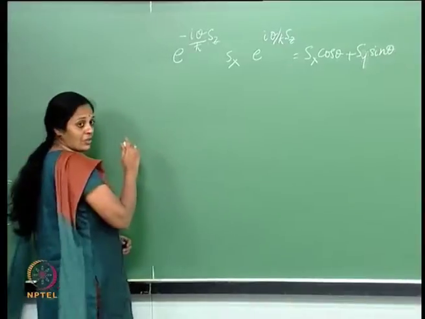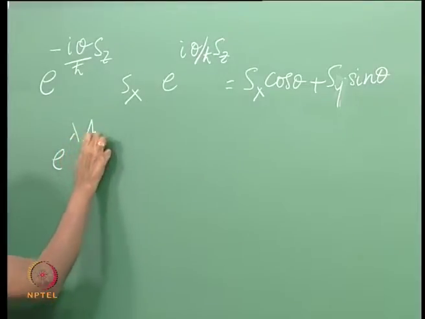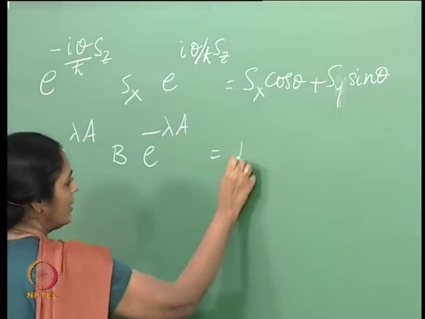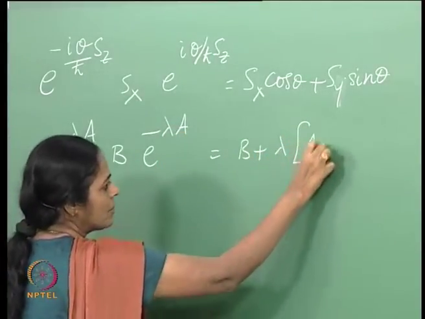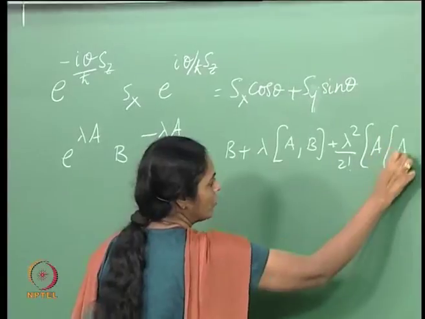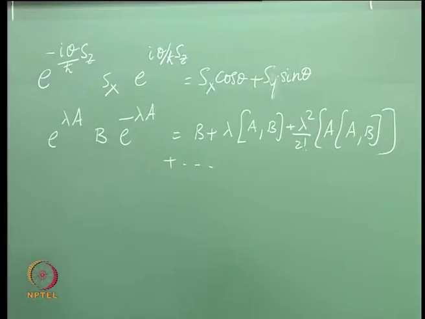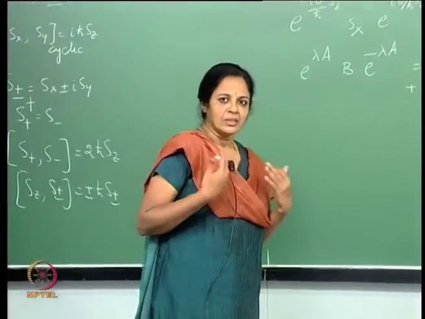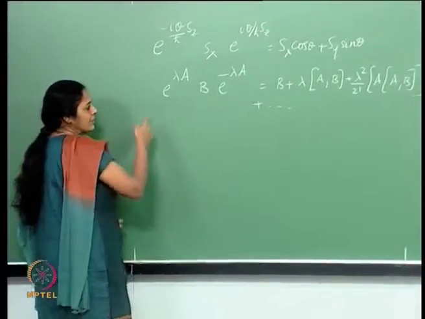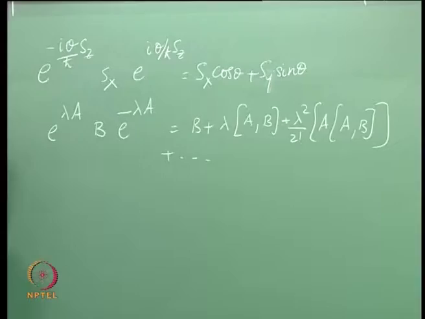On the other hand, later on I did put down an identity of this form: e to the lambda a b e to the minus lambda a is b plus lambda commutator of a with b plus lambda squared by 2 factorial commutator of a with the commutator of a with b plus so on. We use that in the context of the displacement operator and the squeezing operator as well. At that time this identity was not proved, and I want to prove this identity now as an exercise.